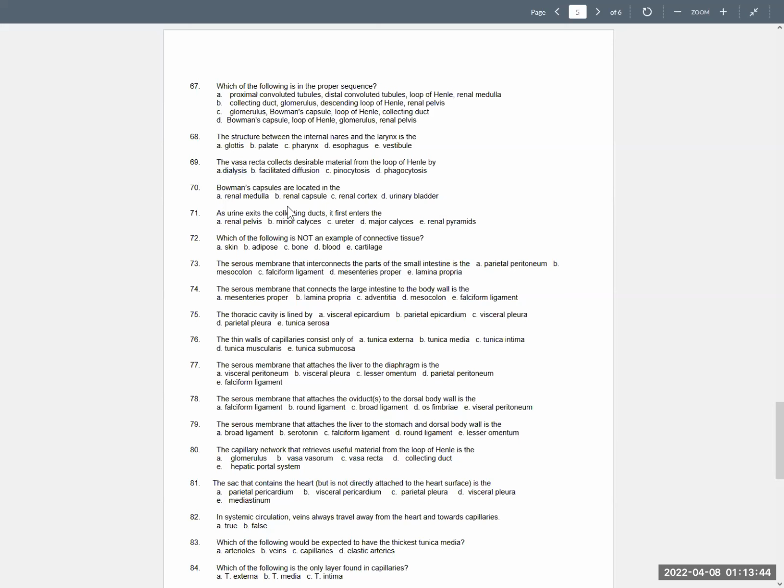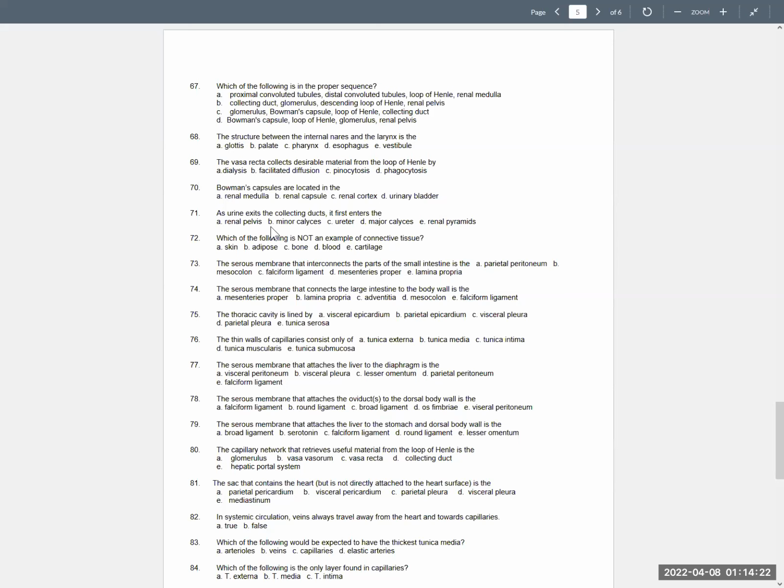Bowman's capsules, 70, are located where? In the renal medulla, that's in the middle? No. In the renal capsule, I didn't give you that term, so that can't be the right answer. In the renal cortex, that's it. In the renal cortex. We know they're part of the kidney, so they can't be part of the urinary bladder. Correct answer is renal cortex.